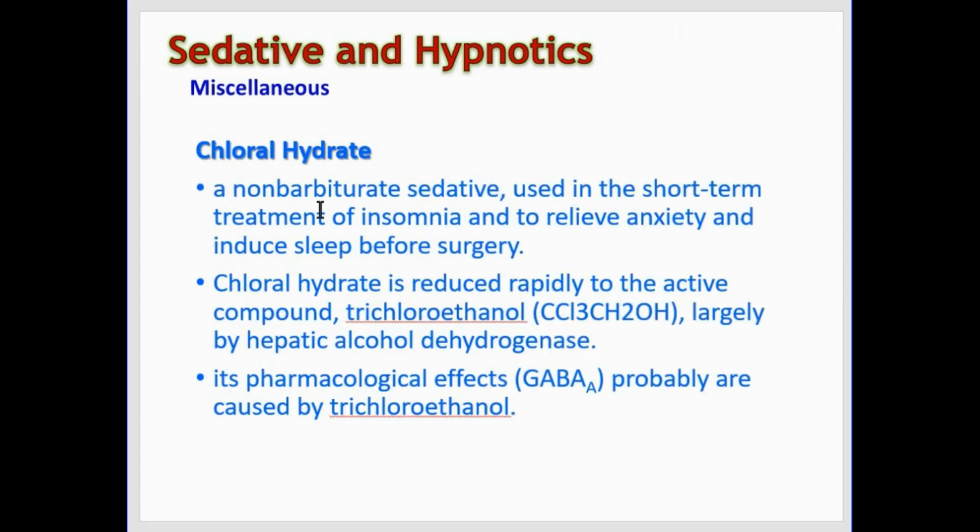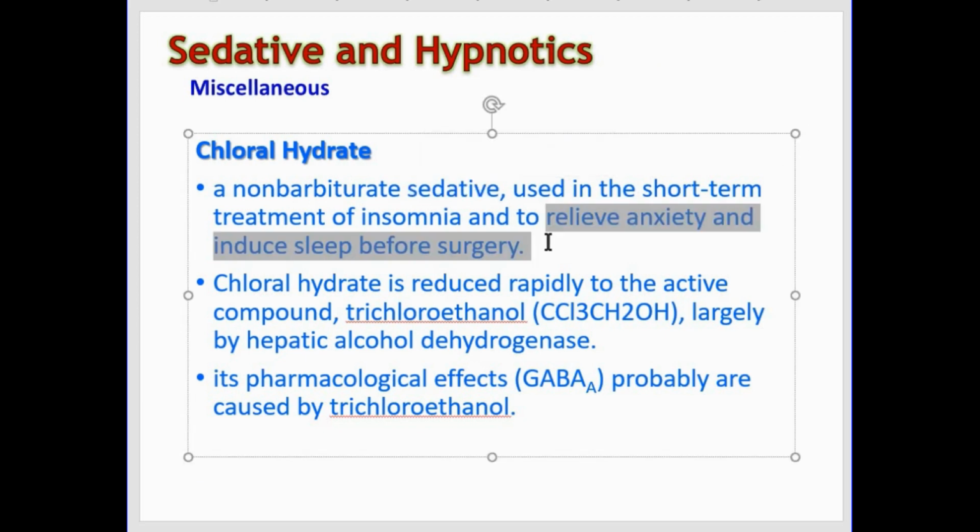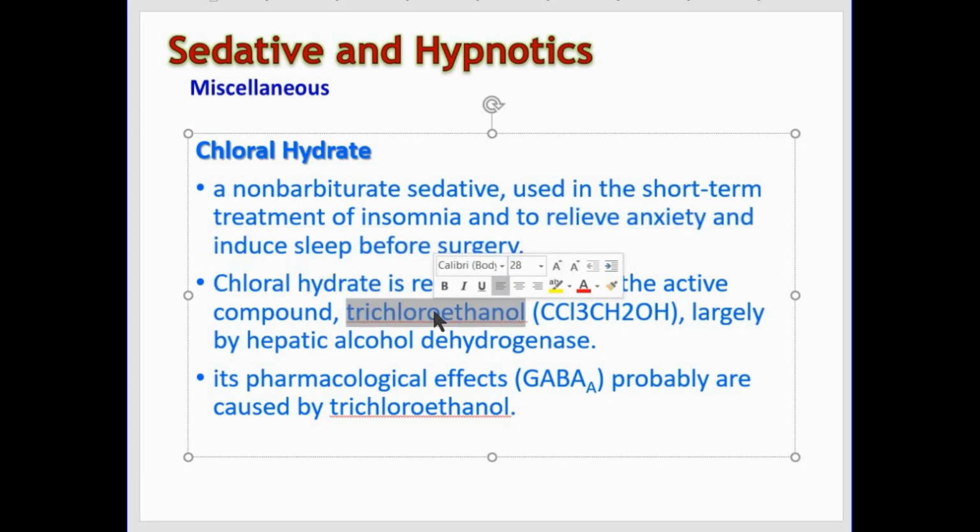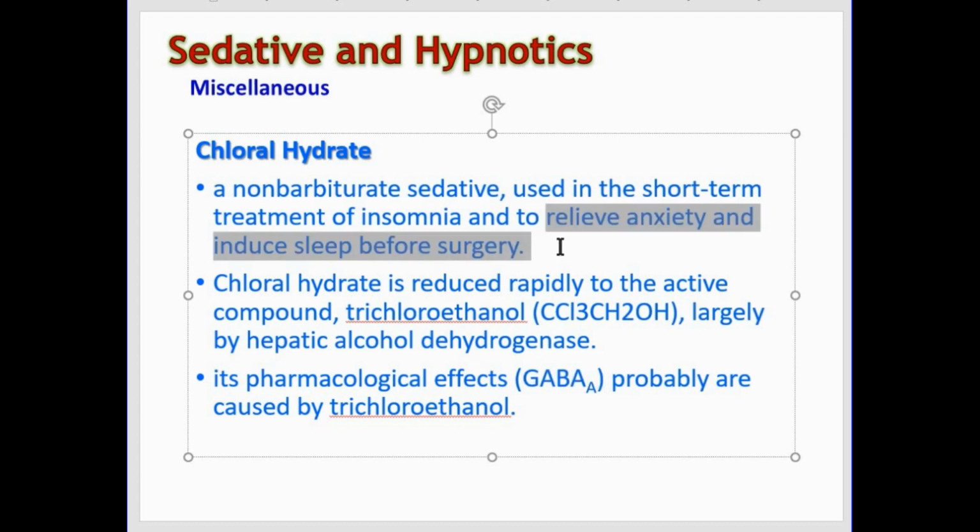And then we have chloral hydrate. This drug is used for sedative purposes, to relieve anxiety and induce sleep before surgery. How this drug works is that it is rapidly reduced to an active compound called trichloroethanol, and this compound activates the GABA receptor. So this drug activates the GABA receptor to induce general CNS depression, and could be used to relieve anxiety and induce sleep before surgery.